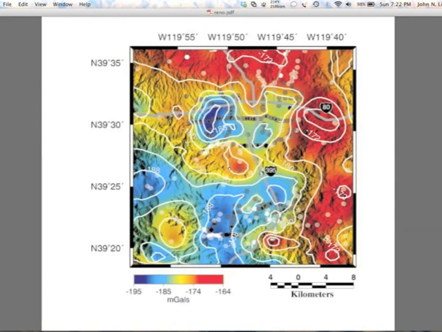So here is the Bouguer gravity map that Rob Abbott and I derived in the late 90s and published in 2000, actually in the journal Geophysics. And this is a total Bouguer anomaly, so it's had all of the proper terrain corrections and elevation corrections.